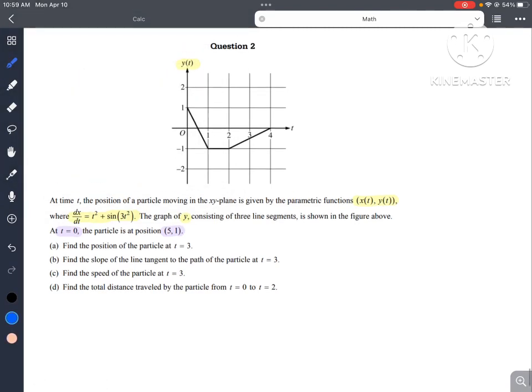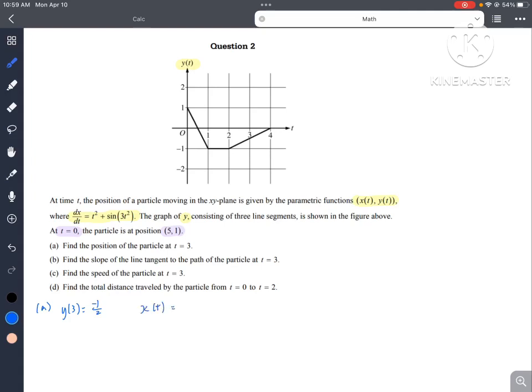So let's take a look at part A. Find the position of the particle at t equals 3. So y of 3 is easy to find. We just take a look at the graph. This is t equals 3, and it looks like a straight line, so this should be negative 1 over 2.